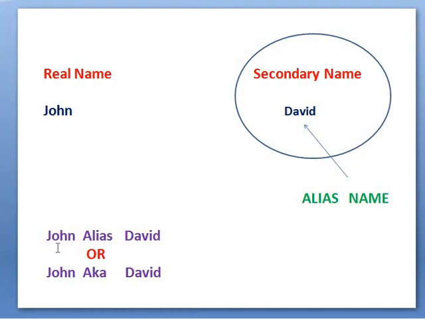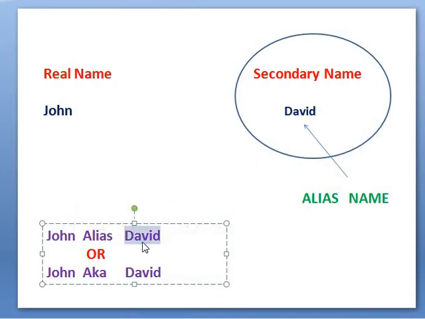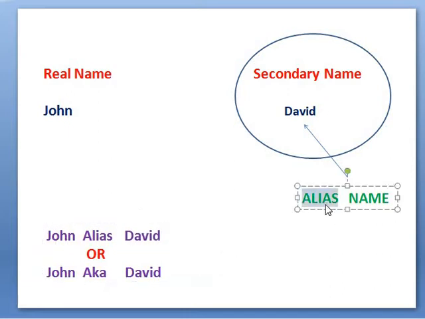So we can put it like this: John alias David, or John aka David. This means the person bearing the name John is also known by the name David. That's why David here becomes the alias name of the person named John. Now this same concept of alias can be used in an SQL table.